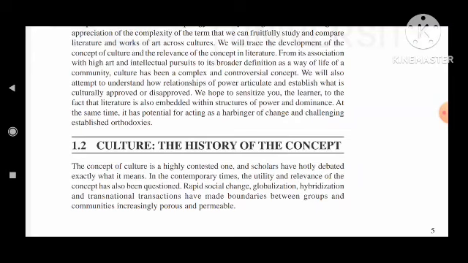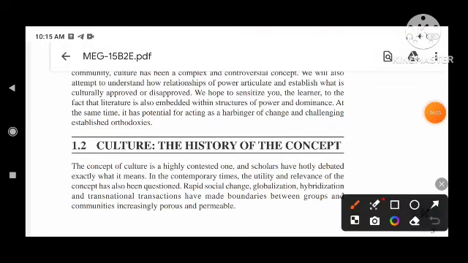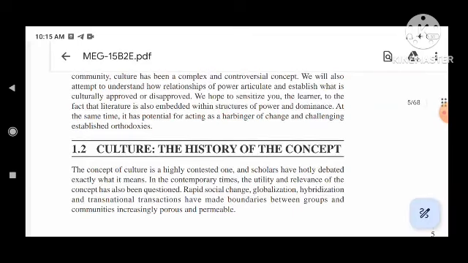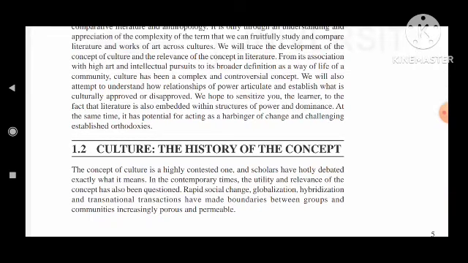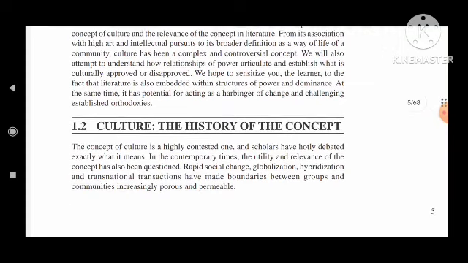So here it is the main key point. You can note down what is literature and what is culture, and you will know that literature is also embedded within structures of power and dominance. So what do you mean by dominance? It's the dominant character. Sometimes you and your friend might have experienced that somebody is dominating you by their power. So that is called dominance. At the same time, they suppress you by their power.